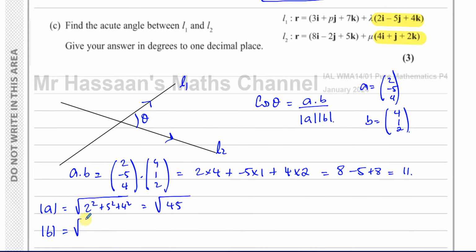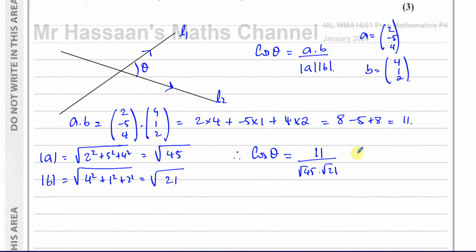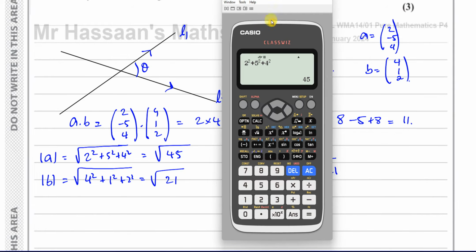And the magnitude of vector B is going to be 4 squared plus 1 squared plus 2 squared. That's going to be the square root of 16 plus 4 plus 1, the square root of 21. Alright, so we can therefore say that the cosine of the angle between those two vectors is going to be 11 over root 45 times root 21. So we can find theta by doing the inverse cosine of this.